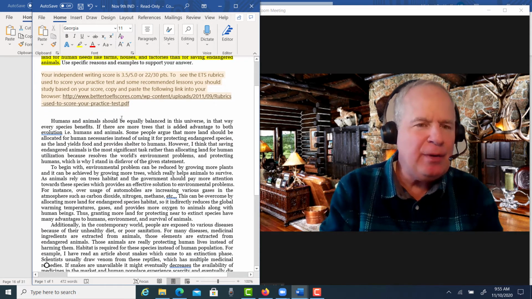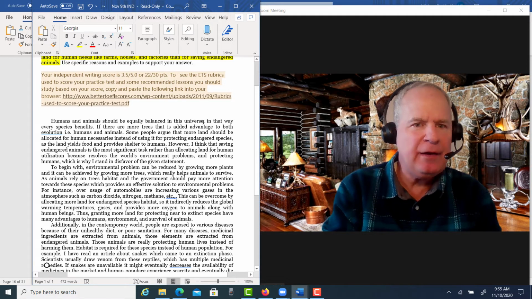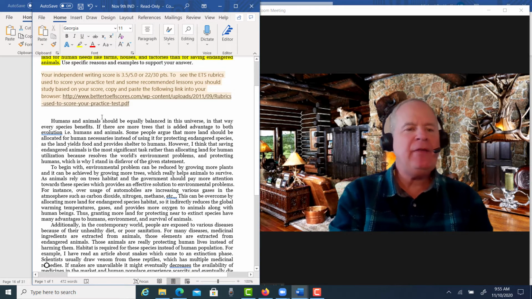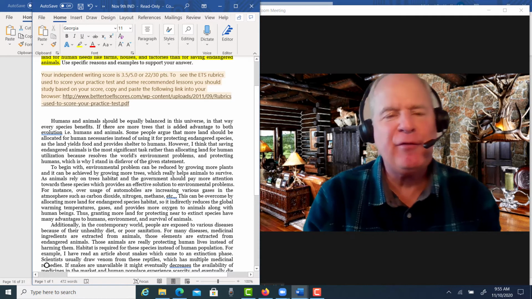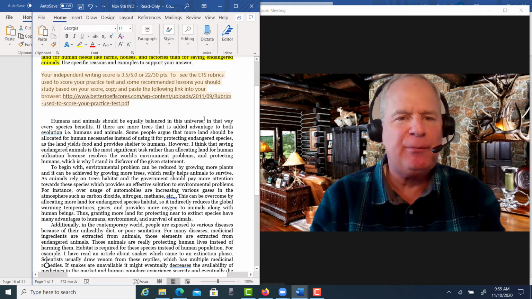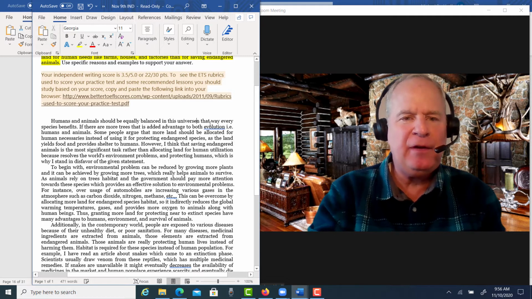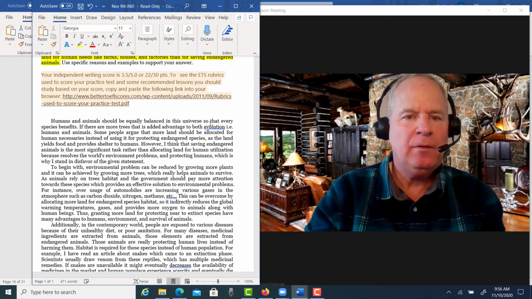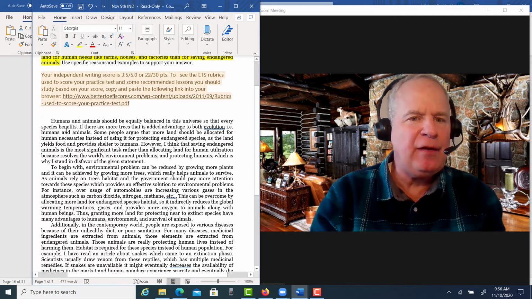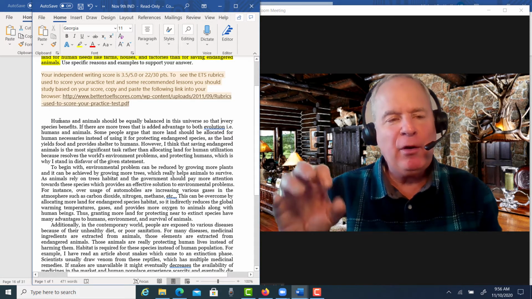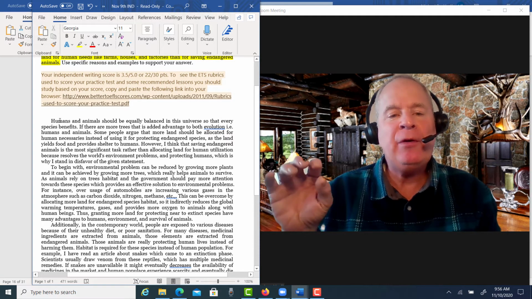So: humans and animals should be equally balanced in this universe, and that way, every species benefits. If you put "in that way" and then "every species," you have a subject and a verb. And "in that way" is not a subordinating conjunction, so you end up with a comma splice. But if you said "so that every species benefits," that would work, and you no longer have that comma splice. So in the grammar part of my course, I want you to review adverb clauses.